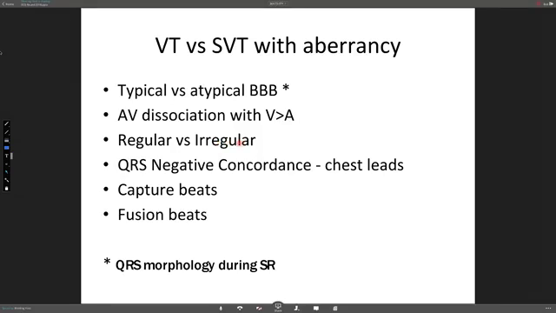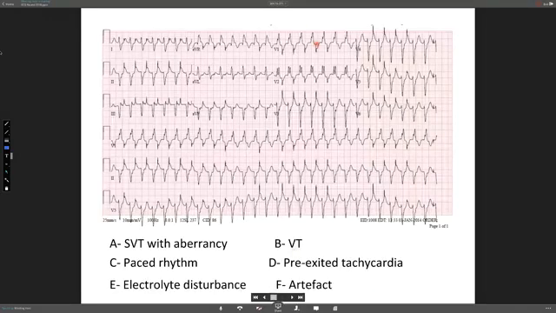Then also, I won't go into the details now about the QRS concordance in the chest leads. Brugada criteria suggests if you have positive or negative concordance in the chest leads, then this is suggestive of VT. My tip to you is negative concordance is very suggestive. What I mean by negative concordance is if you have QS, which means your QRS is always negative from V1 to V6, all of them are negative. Obviously, in this case, it is not because it's positive in V1, V2. Then this is very suggestive of VT.